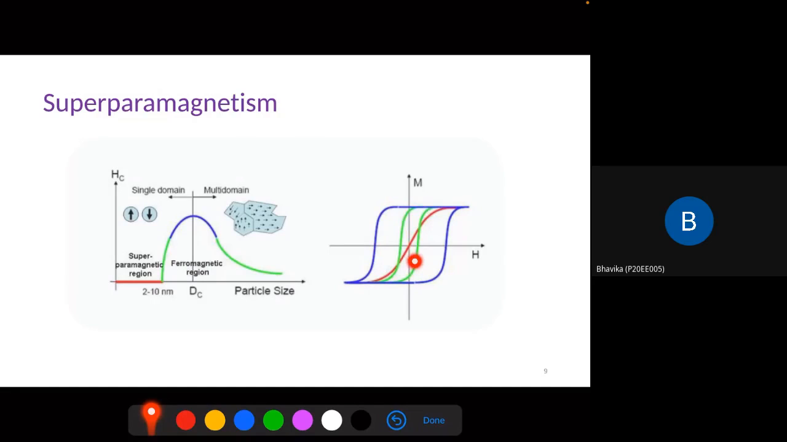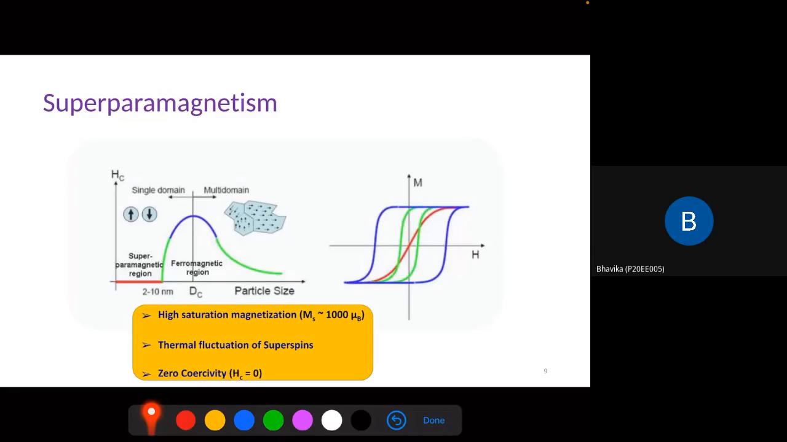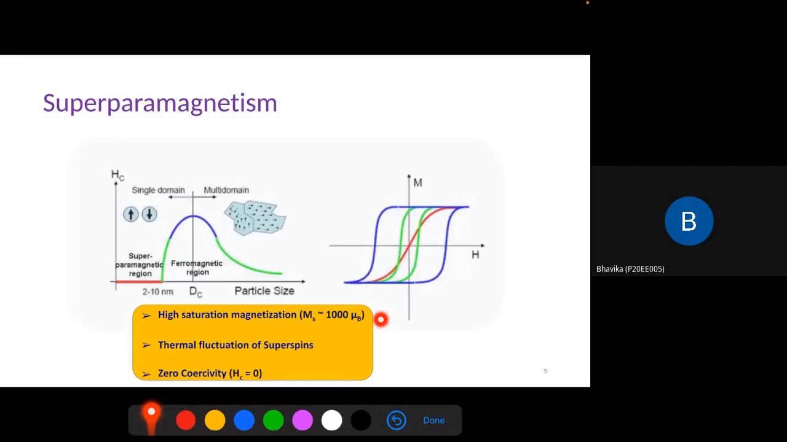And the green one shows that you have hysteresis, but the coercivity is small. And then this red curve shows that although the particle is ferromagnetic, so it is still in a single domain state, it does not show any coercivity. What this superparamagnetism represents is that it has a very high saturation magnetization.